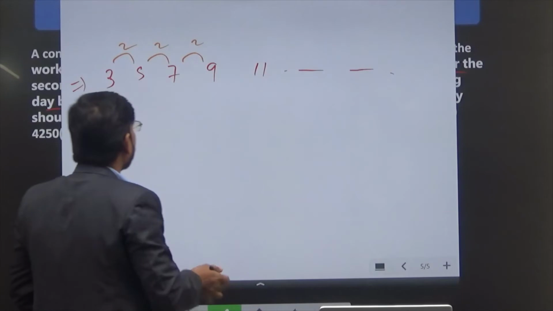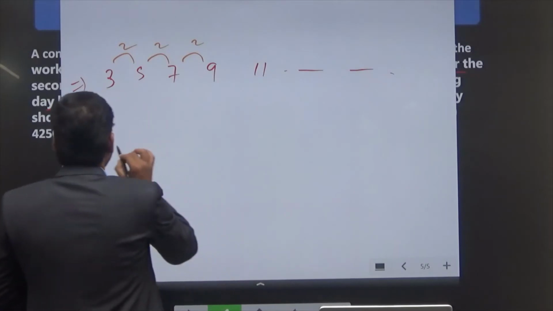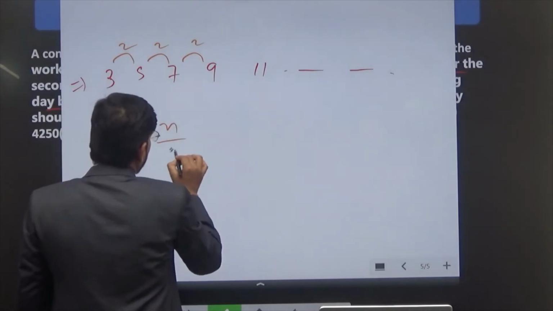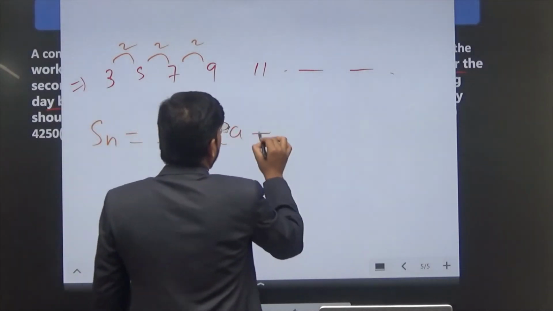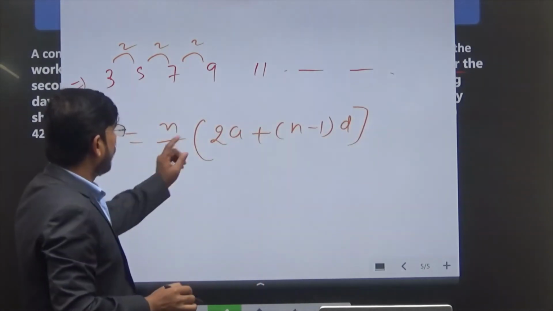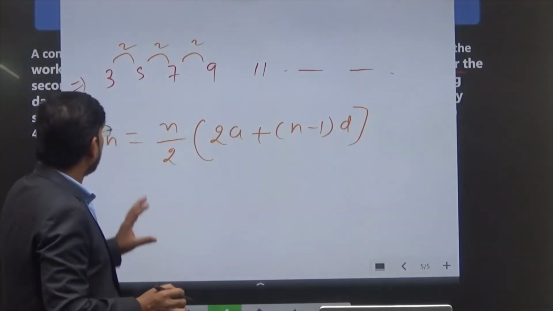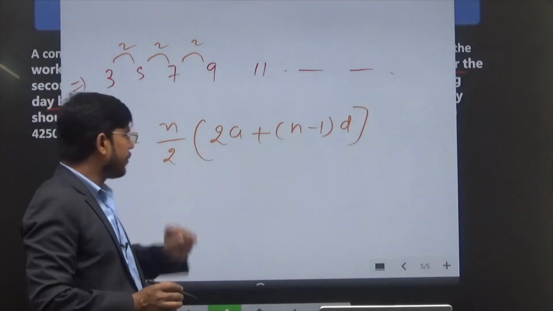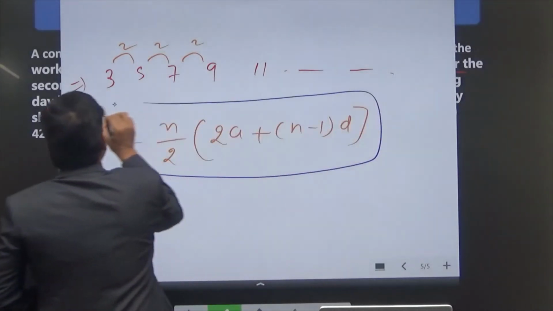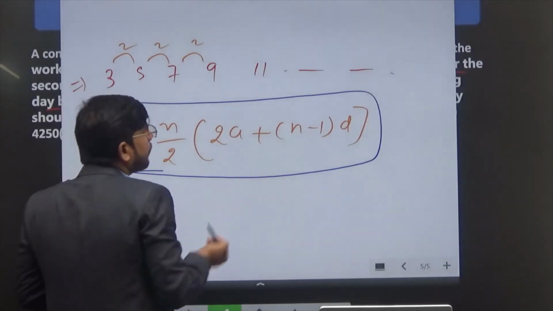Okay, so the sum of n terms of an arithmetic progression is Sn is equal to n by 2 into 2a plus n minus 1 into d. This is the trick for the sum of an arithmetic series. Okay, the trick for the sum of an arithmetic series is this. So here what we have to find out, you have to memorize this trick.